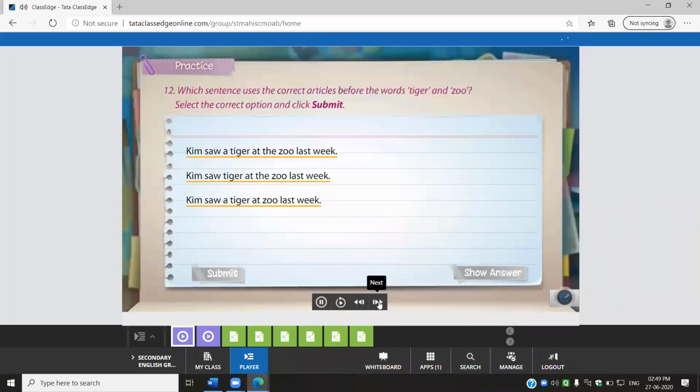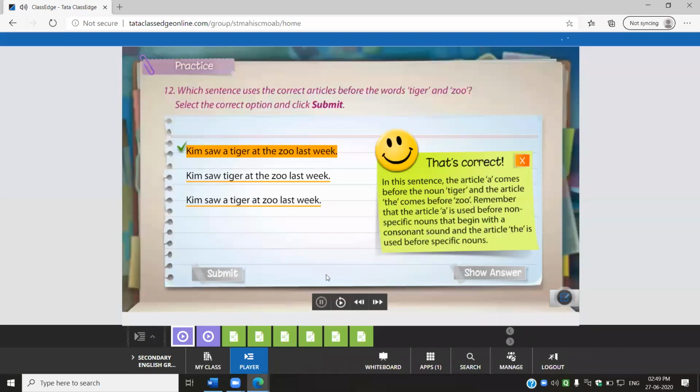Which sentence uses the correct articles before the words tiger and zoo? Select the correct option and click Submit. That's correct. In this sentence, the article a comes before the noun tiger and the article the comes before zoo. Remember that the article a is used before non-specific nouns that begin with a consonant sound and the article the is used before specific nouns.